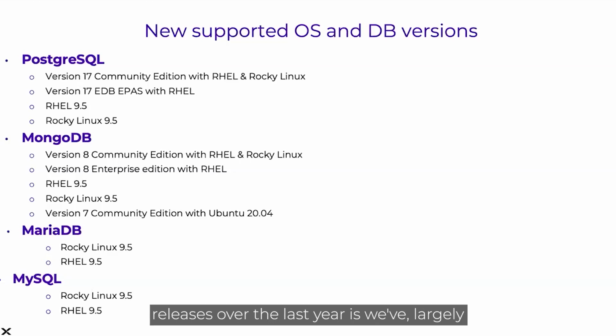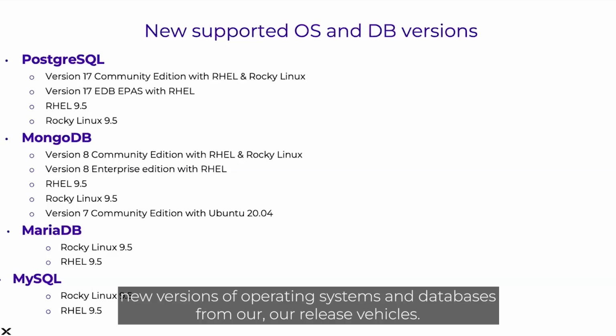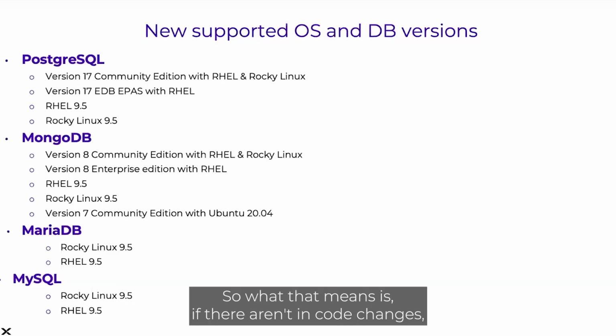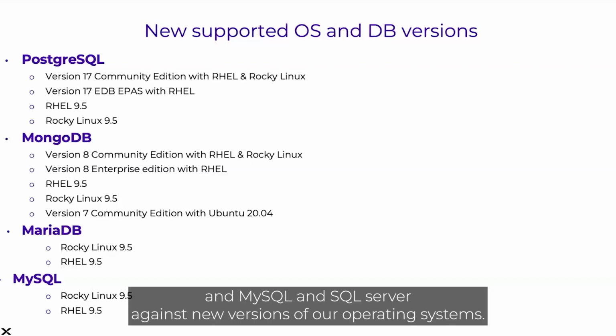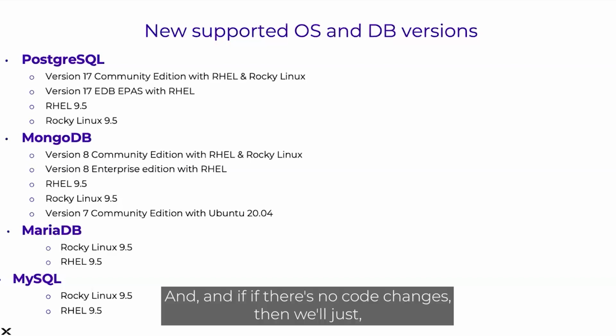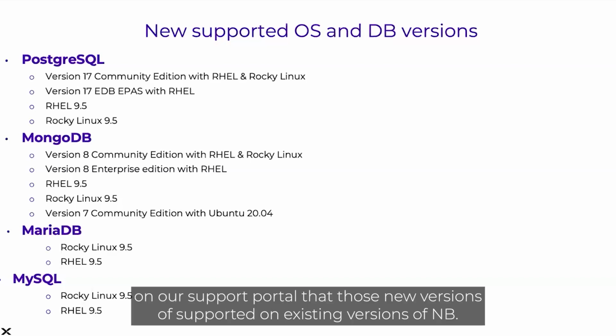Okay, so one of the things we've really done over the last, I would say probably the last 4 releases over the last year, is we've largely decoupled the way in which we test and validate new versions of operating systems and databases from our release vehicles. So what that means is if there aren't any code changes, we will independently test new versions of Postgres and Mongo and Maria and MySQL and SQL Server against new versions of operating systems. And if there's no code changes, then we'll just update and publish into our compatibility matrix on our support portal that those new versions are supported on existing versions of NDB.